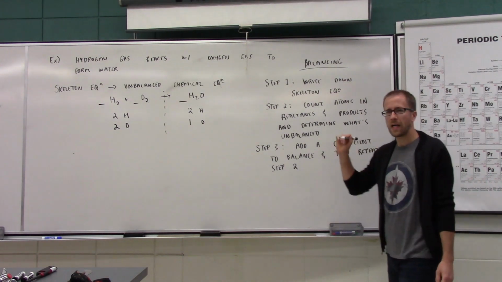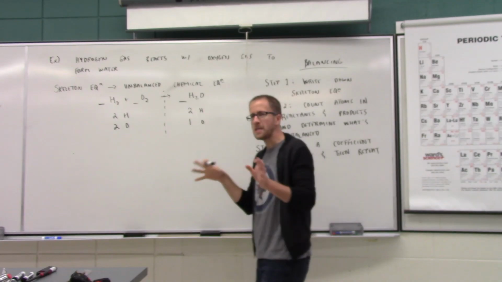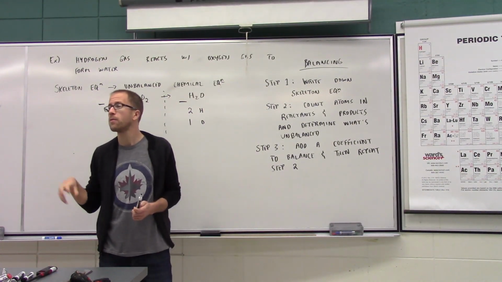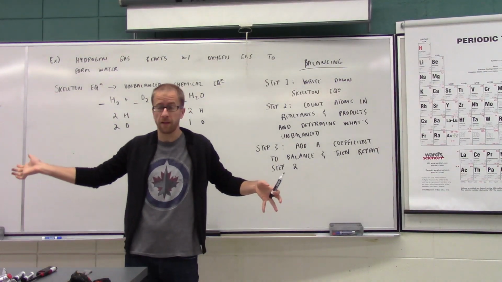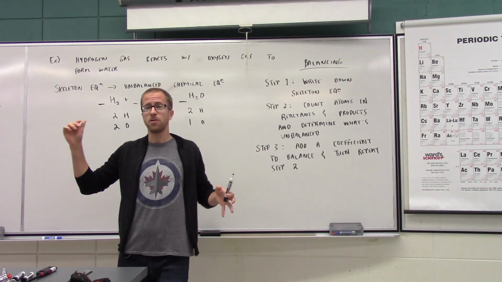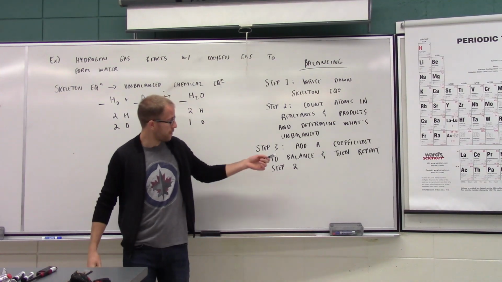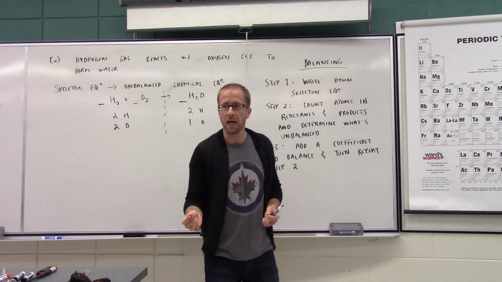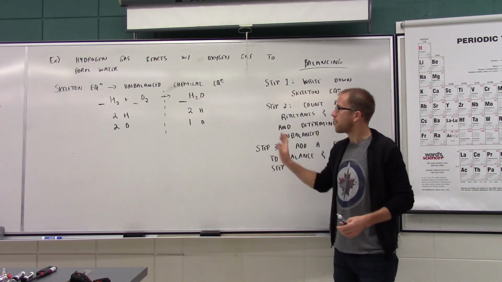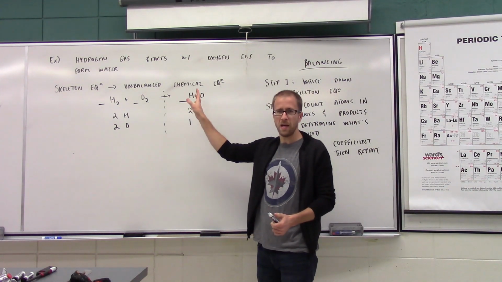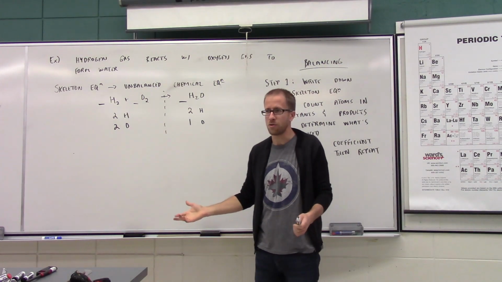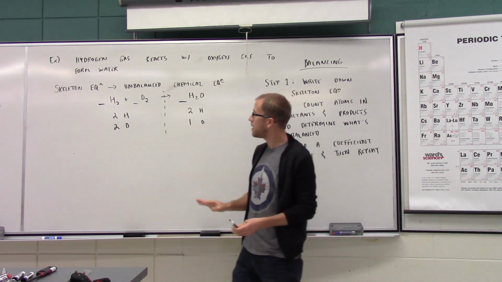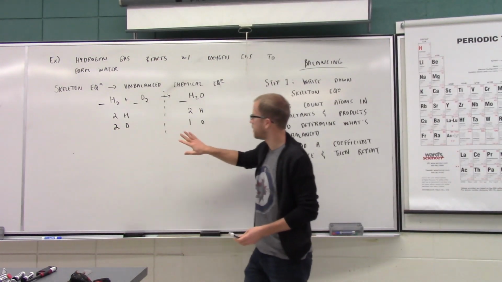So every time we add a coefficient, we're going to recount our atoms. This is an essential step. We're going to recount, and then we're going to ask ourselves, is anything still unbalanced? If the answer is yes, then we got to go to step 3 and add another coefficient to balance it out. So again, we are trying to make our recipe for chemistry that abides by the laws of nature, that follows the law of conservation of mass, where the number and type of atoms on this side is equal to this side.